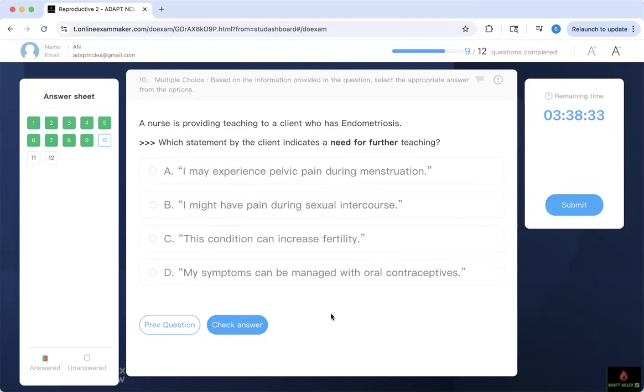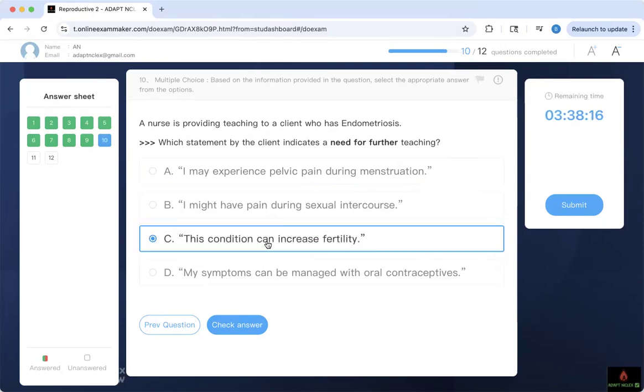Endometriosis, there's certain things associated with it. It causes pelvic pain during menstruation, due to scarring. It causes sexual intercourse pain because of scarring. It does not increase fertility, it decreases fertility because of scarring of the fallopian tube. And you can take birth control to regulate your menses. Know that.